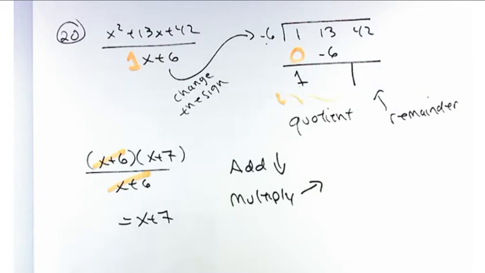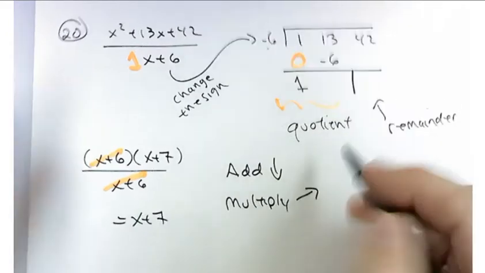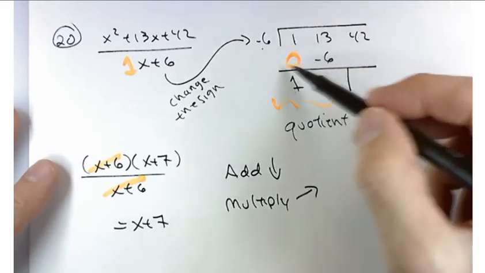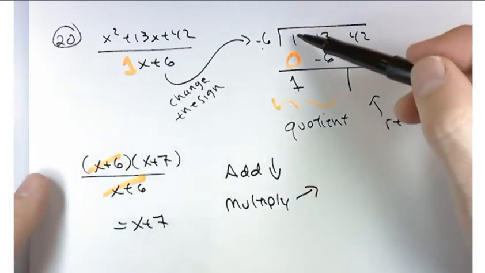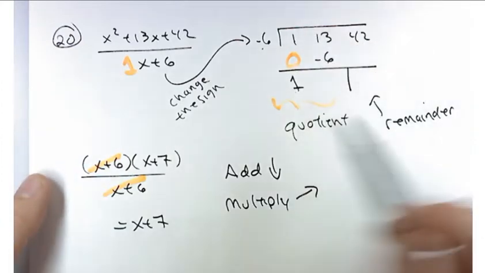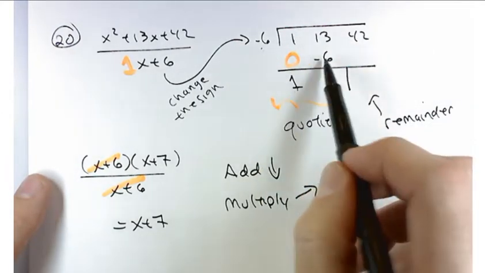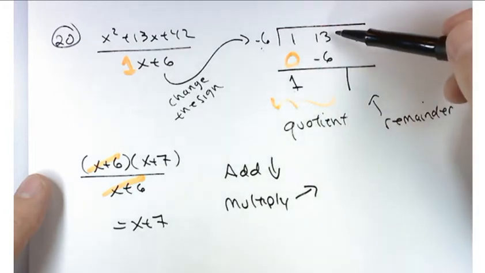Add to go down. Where did you get the 0 from the first start? You have to just put it there. Just understand that first one's going to be 0 always. Yeah, Kyle? Was that 1 just from the 1 plus 0? Yep. 1 plus 0 is 1. Negative 6 times 1 is negative 6. And now this process repeats itself.